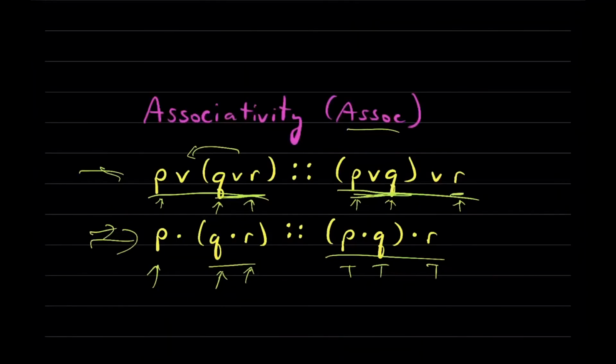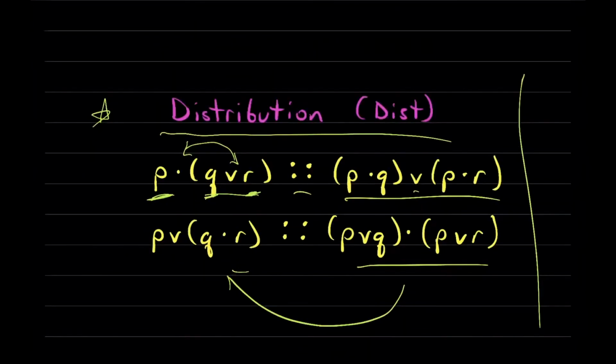Associativity lets you switch around the order of a string of disjunctions or a string of conjunctions. And distribution lets you take a term like this, P and Q or R, distribute the outside term to the 2 terms inside the parentheses, as you see shown here. So P and Q or R would be equivalent to P and Q or P and R or vice versa. And P or Q and R would be equivalent to P or Q and P or R as shown here. Make sure you get plenty of practice using these rules for your homework exercises.